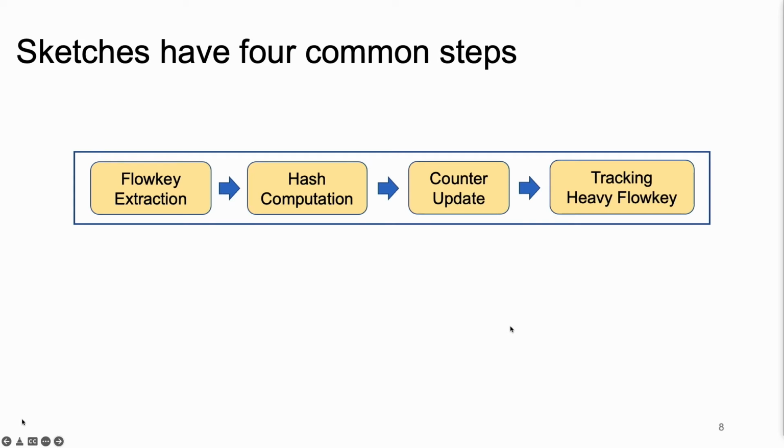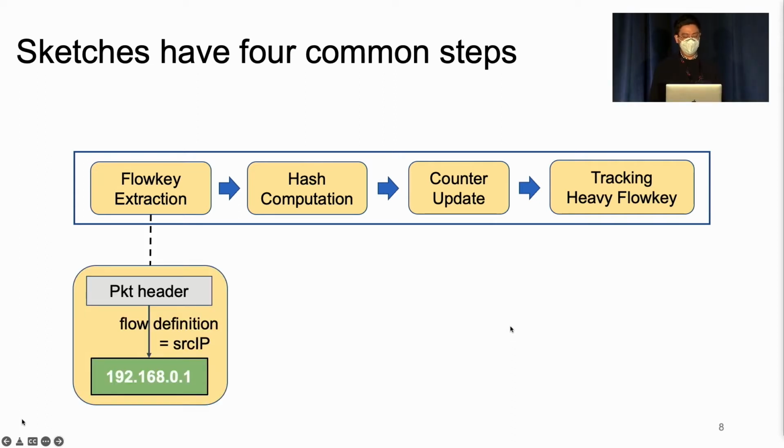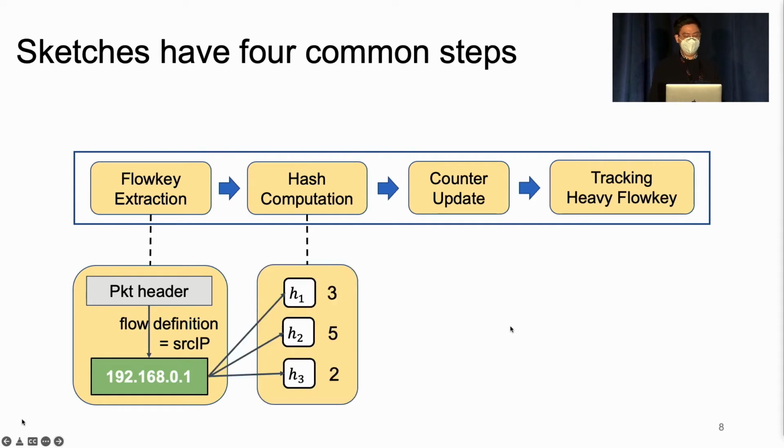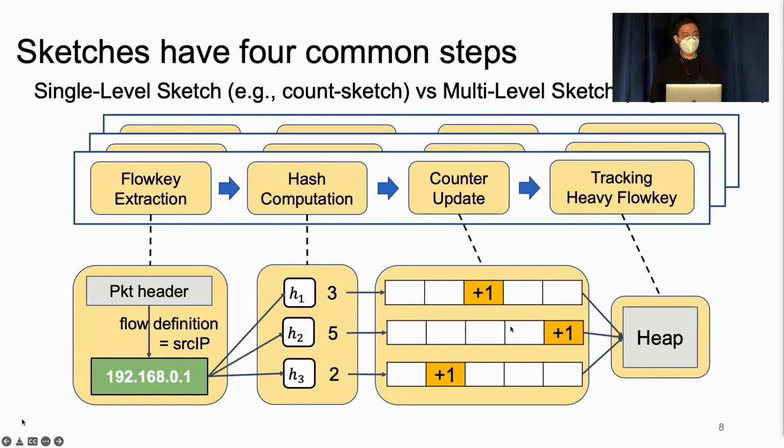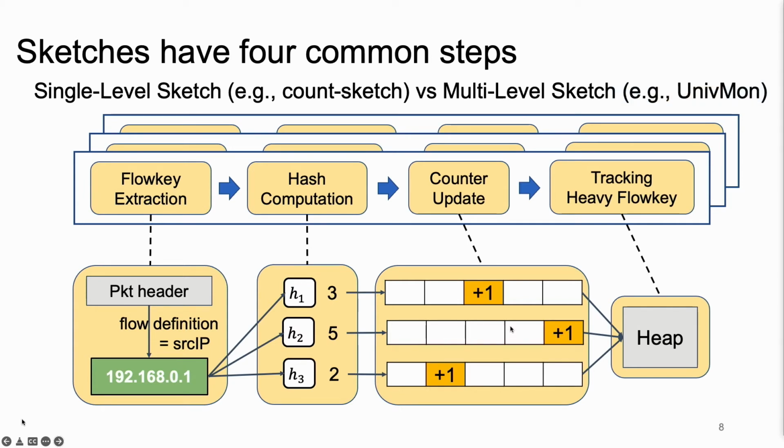So sketches have 4 common steps: flow key extraction, hash computation, counter update, and tracking heavy flow key. For the flow key extraction, a sketch extracts the flow key by a predefined definition of flow, such as source IP. And using this flow key, the sketch performs hash computation. And using this hash value, the sketch updates counters in the counter arrays. And finally, the sketch maintains heavy flow keys, typically in a heap data structure. And there is a notion of single-level sketch and multi-level sketch. Multi-level sketches are composed of multiple single-level sketches.